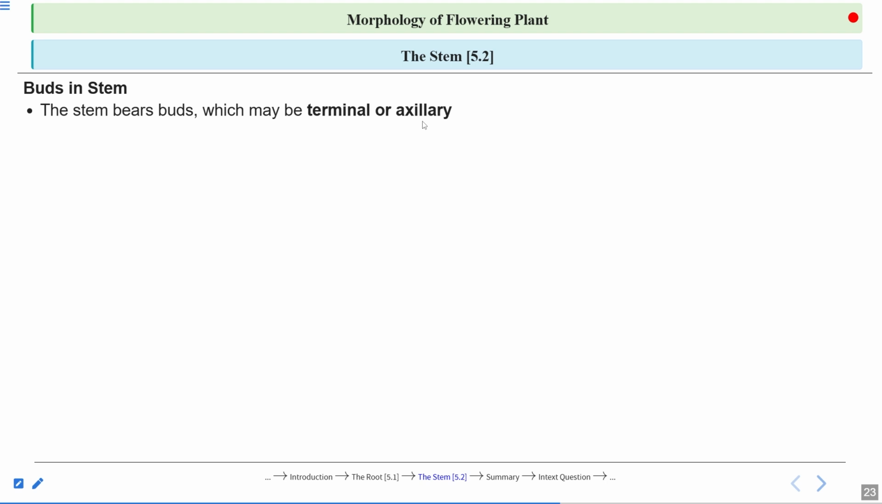Axillary bud is one that is present in the axil of the stem and leaves. There is an angle between the stem and leaves. In between that angle, there is an axillary bud.